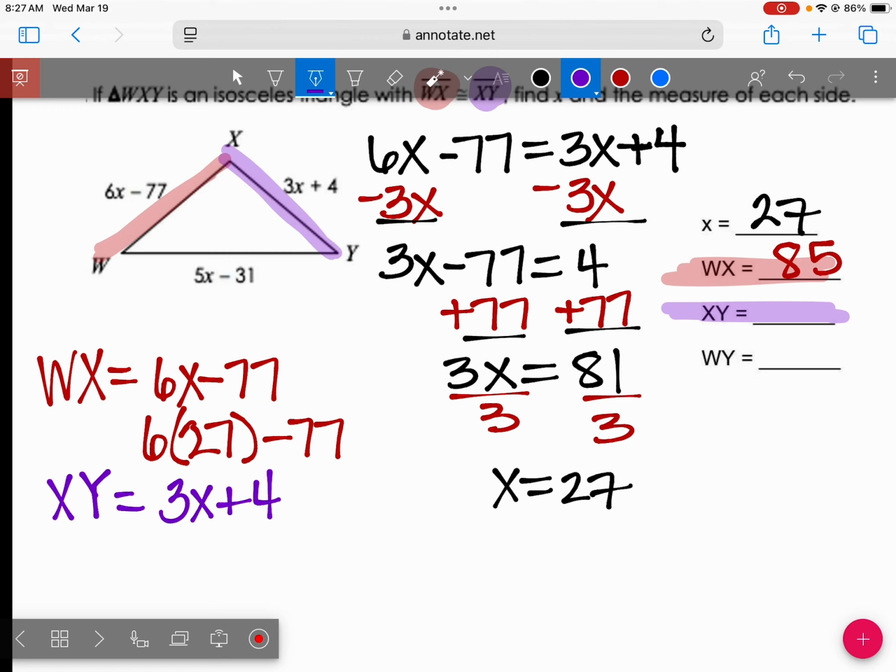You have 3x plus 4. So that would be 3 times 27 plus 4. Go ahead and type that in. Make sure you get 85. 3 parentheses 27 parentheses plus 4. We got 85 again? All right, good. That means we can be confident that we're doing it right because it's isosceles, so 2 sides should be the same.